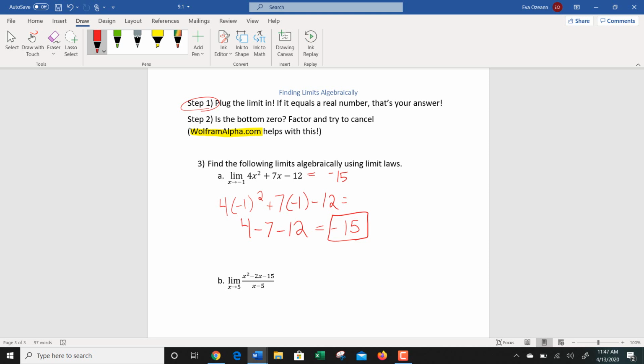Now, one more thing. This is a polynomial function. Okay, that means it doesn't have a denominator with an x, and also it's just numbers times x to some nice power. If you ever have a polynomial, it's always going to have a limit. You just plug the number in and you're done.